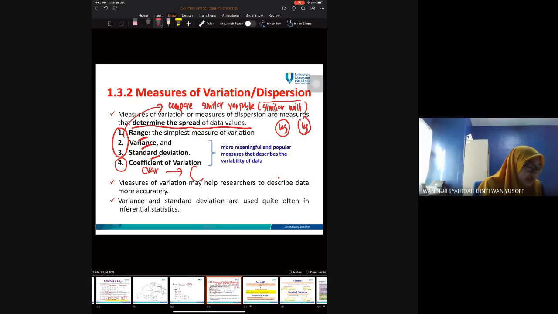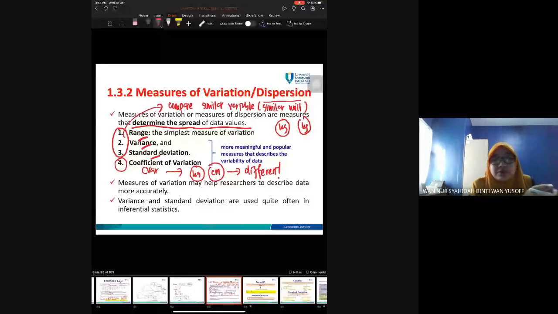Let's say that here we have kg and here we have cm. So we have 2 different variables, 2 different units. So the only value that we can calculate to compare variability is the CV, coefficient of variation. So definitely you cannot use the range, you cannot use the variance, and you cannot use the standard deviation. It is wrong to use all these 3 when we have different variables. So CV is only for when we want to compare different variables.